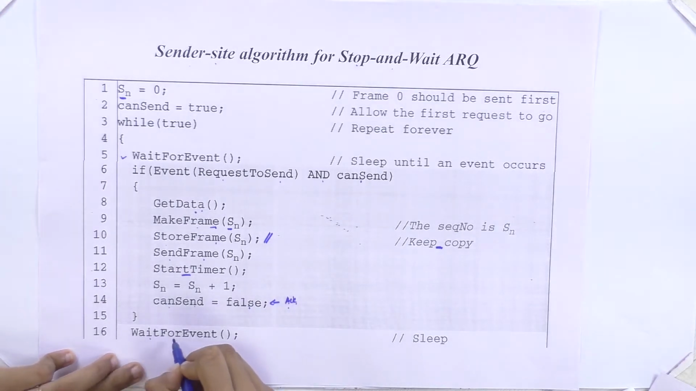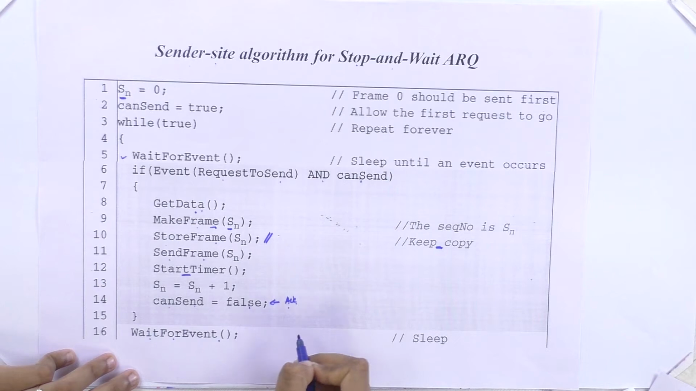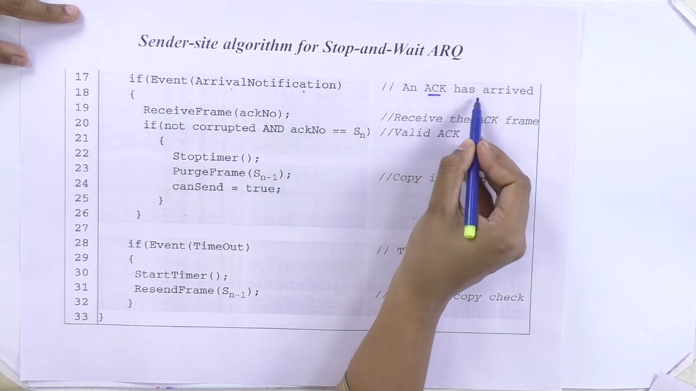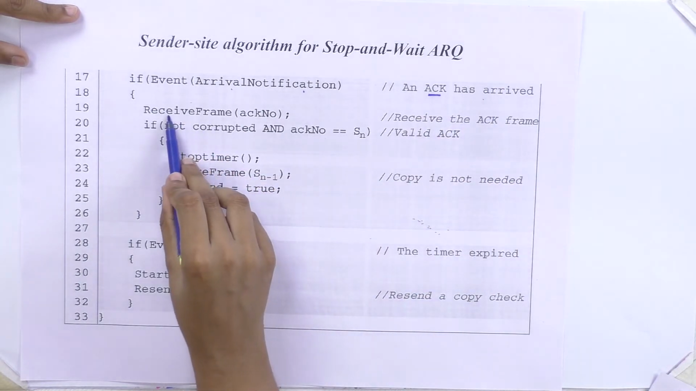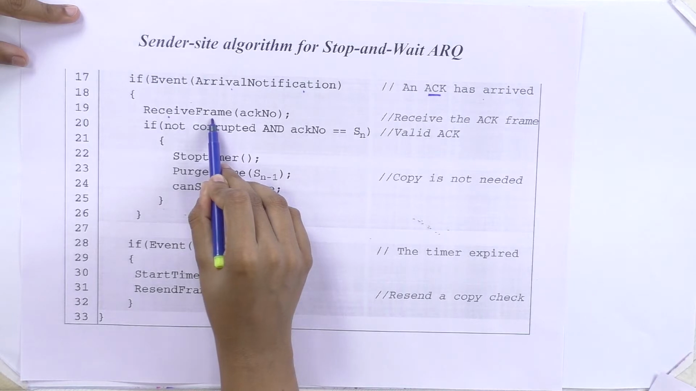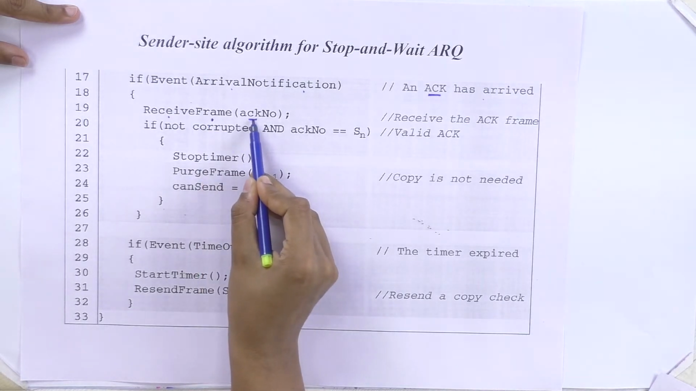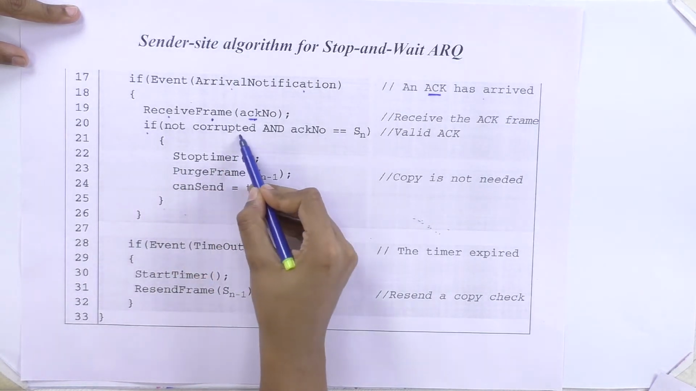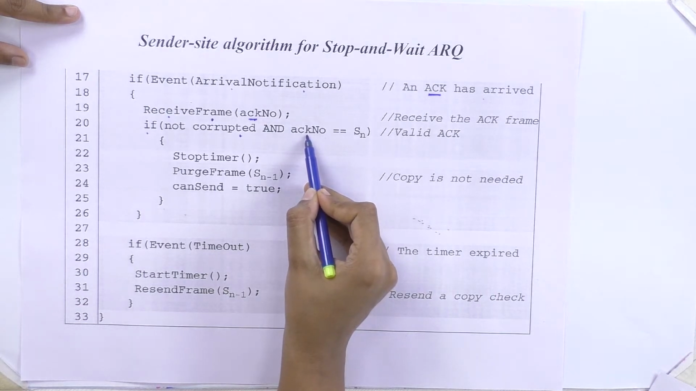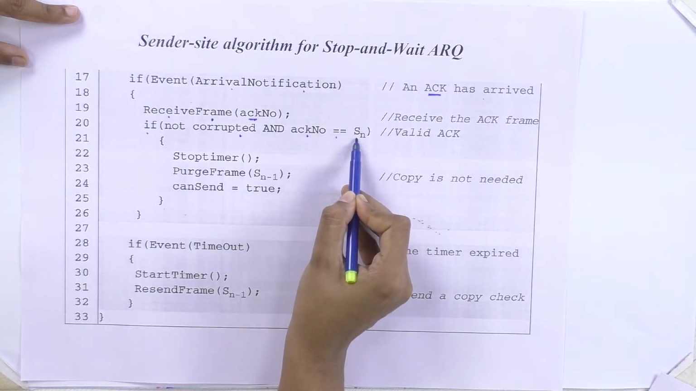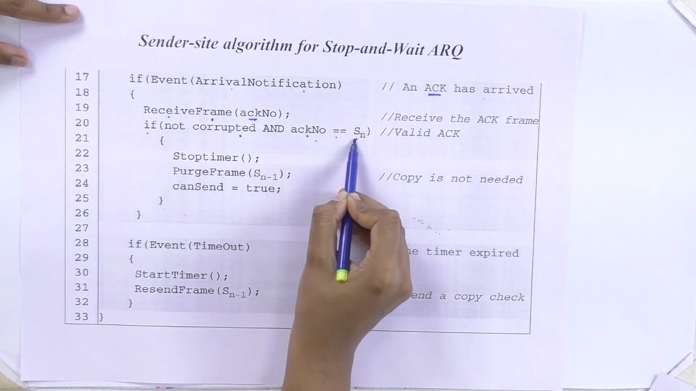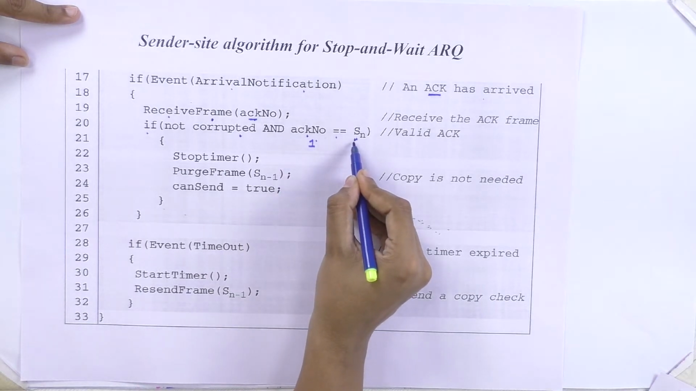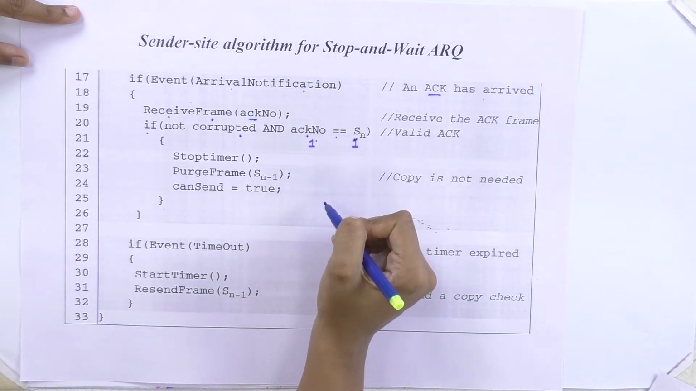Next I will wait for the event. What event? The acknowledgement frame. If the arrival notification, that is the acknowledgement, has been received, this received frame should come with the acknowledgement number. So if the received frame is not corrupted and the acknowledgement number is equal to my sequence number, so if both match, the acknowledgement number is now coming as 1, and the next sequence number to be sent will be 1.